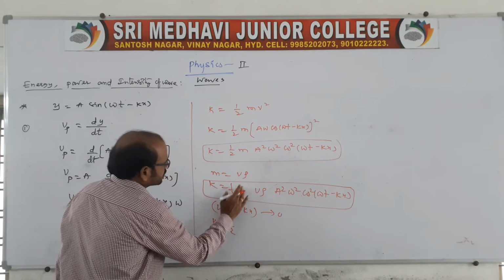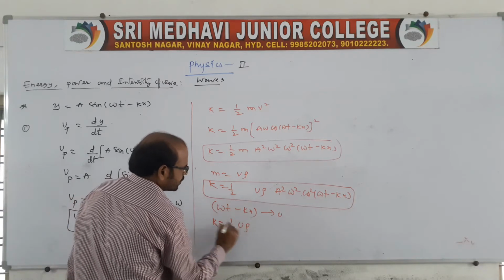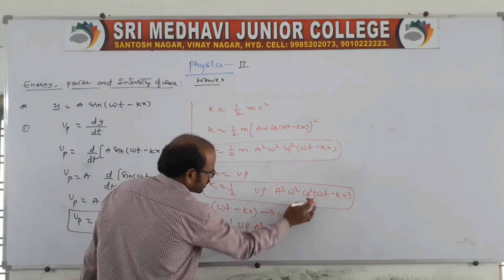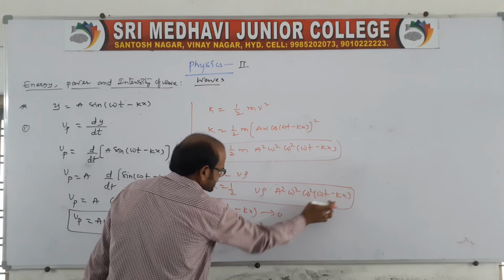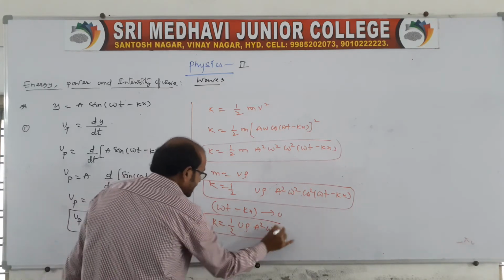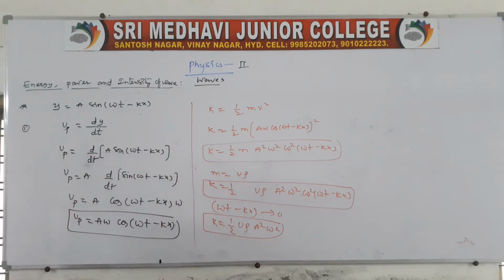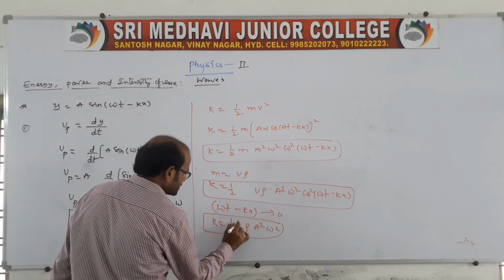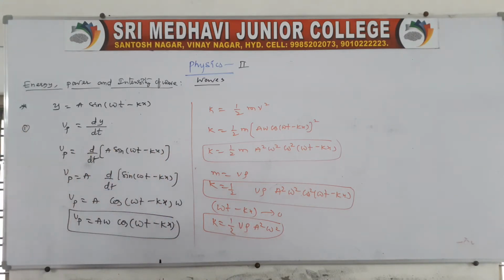So here it is not required, because m is replaced by V rho a square omega square, because cos square (omega t minus kx) tends to 0. This is the kinetic energy. This is the volume. It is half V rho a square omega square is the kinetic energy.